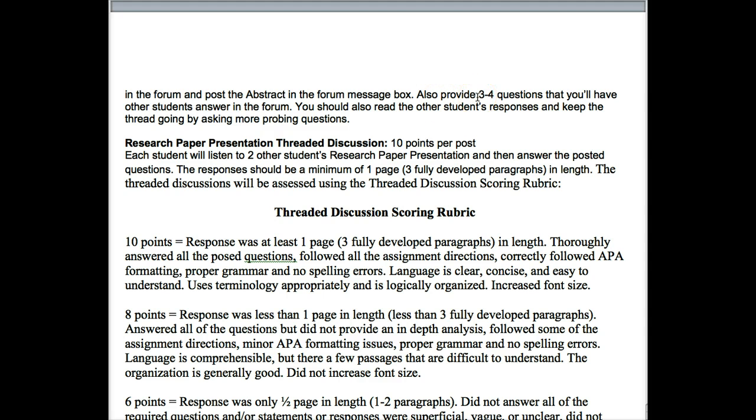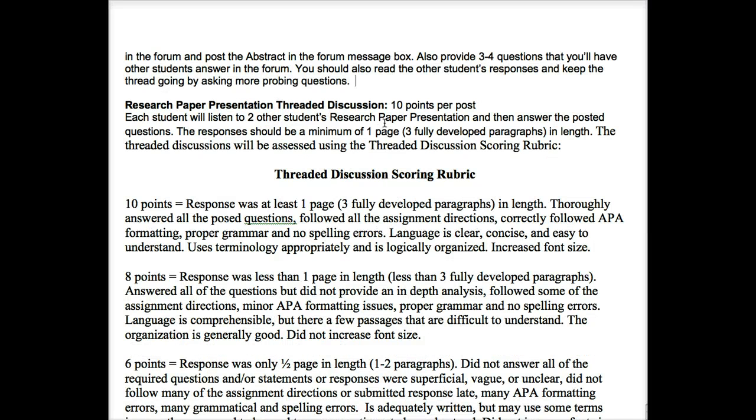Then I want you to provide 3 to 4 questions that you want other students to answer in the forum. Once a student answers your 3 to 4 questions, I expect you to read the other students' responses and keep that thread going by asking more probing questions. Now for all the other students in class, you need to listen to 2 other students' presentations and then answer their posted questions. Your responses should be a minimum of 1 page in length, 3 fully developed paragraphs.